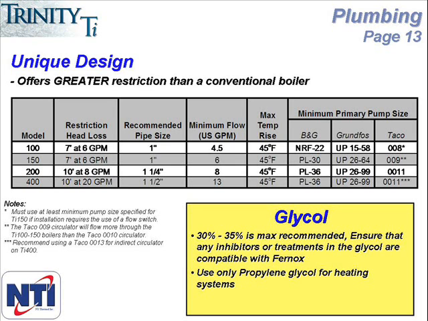When using glycol, there are a couple things to keep in mind. You shouldn't exceed 30 to 35% glycol in the system, and if you are using a glycol that has a built-in inhibitor, as many of them do, then don't use the inhibitor that we include with the boiler, because the two of them will actually cancel each other out.